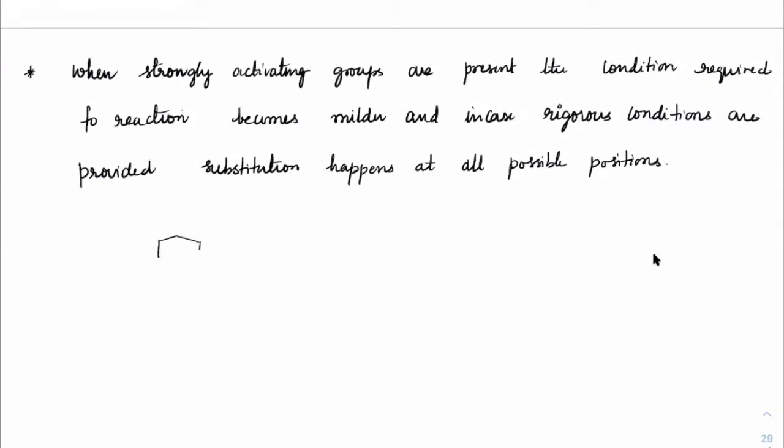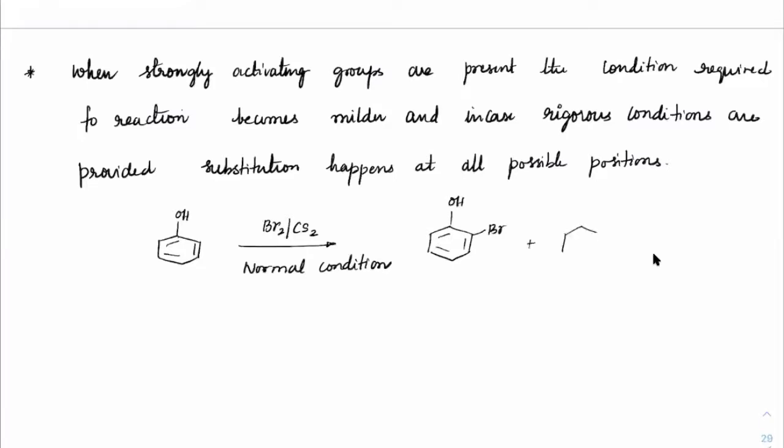What does this mean? Suppose we have OH and the conditions are milder, for example, Br2 in the presence of CS2. This is a normal condition. Why is it a normal condition? Because the electrophile generated in this would be very little. We can say that the Br plus generated here would be very, very little. So because of the low availability of the electrophile in the solution, the product we would get is only monosubstitution, either on the ortho or on the para position. This is the para position here.